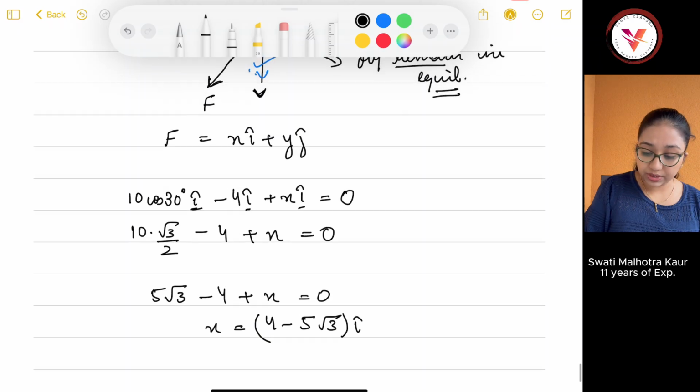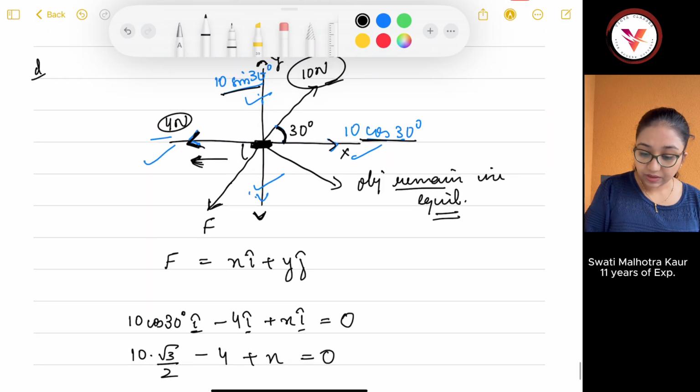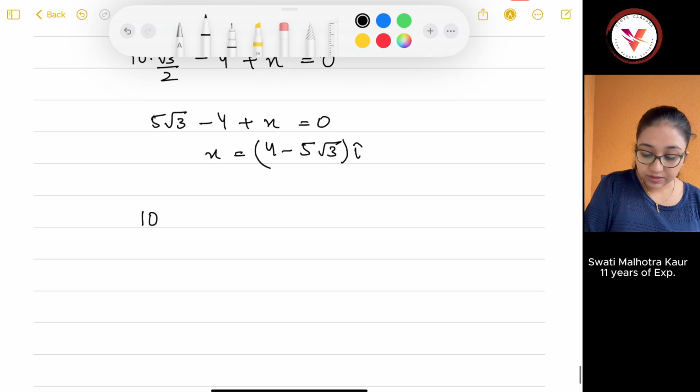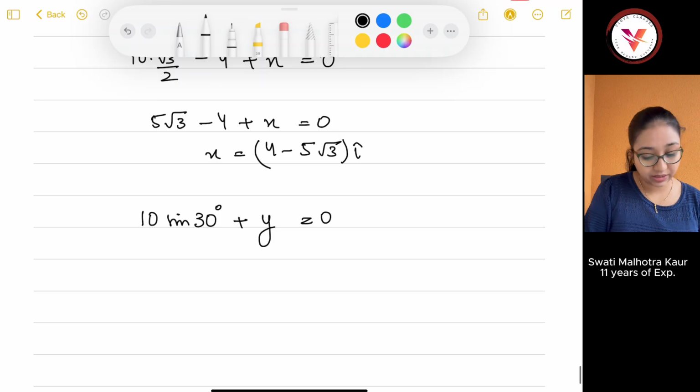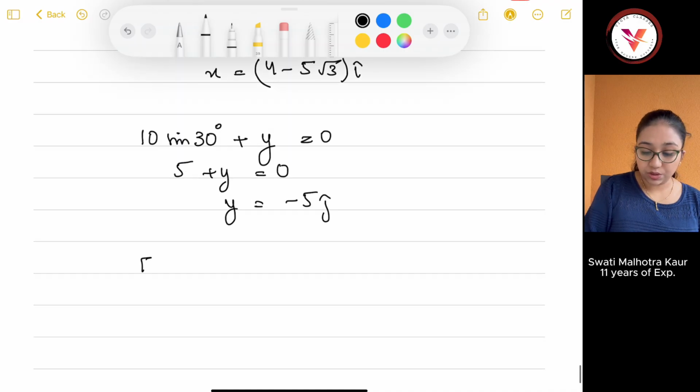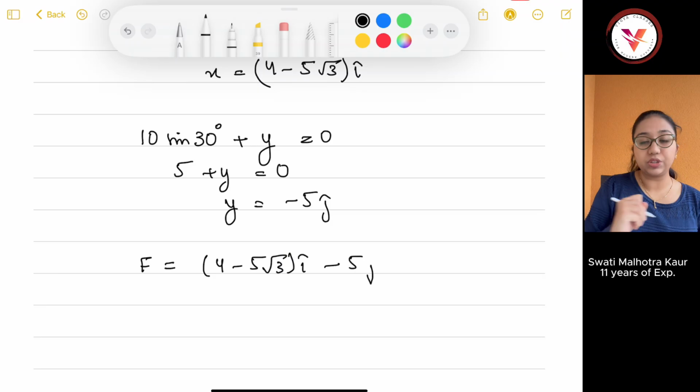And for the y components, you can take 10 sine 30 degree and only this y, because for the 4 Newton there is no y component. So 10 sine 30 degree plus y equals to 0. Sine 30 is half, then it becomes 5 plus y equals to 0. Then y comes out to be minus 5 j cap. Okay, so that force should be equal to (4 minus 5 root 3) I cap minus 5 j cap. So it's something like this.